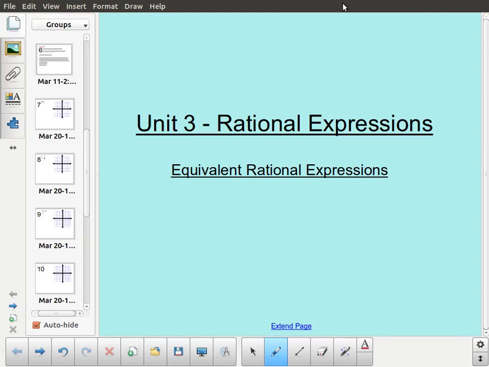For this next unit, we're going to be taking a look at what are known as rational expressions. And we're going to start that off with the idea of equivalent rational expressions, the idea of two expressions, whether they're rational or not, that are expressed in a different form, but they still carry the same meaning.